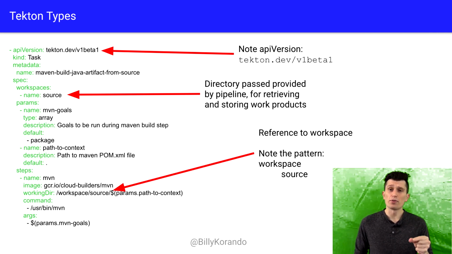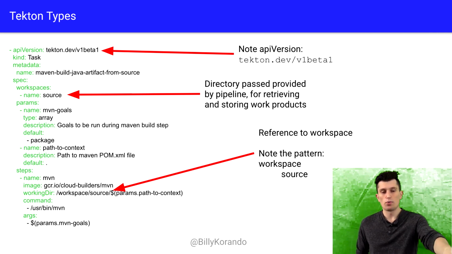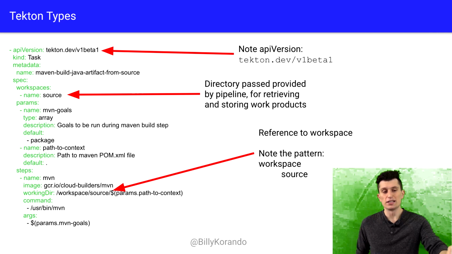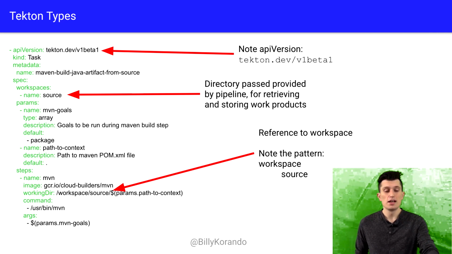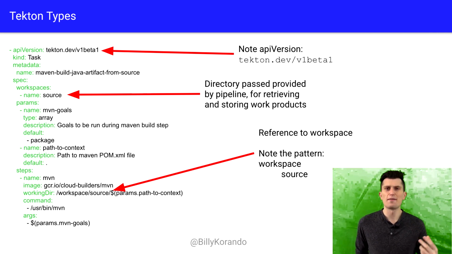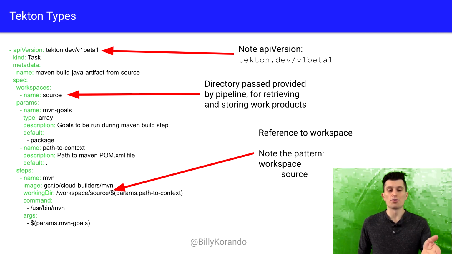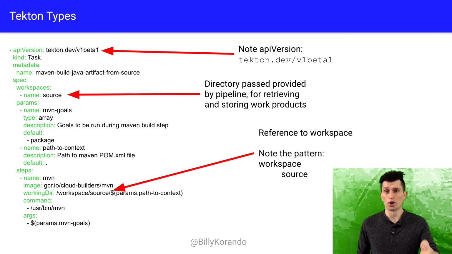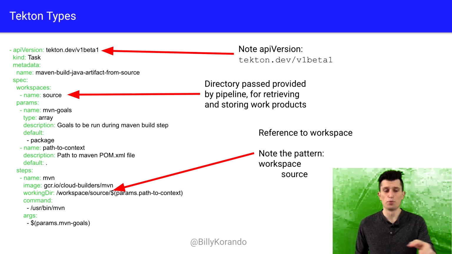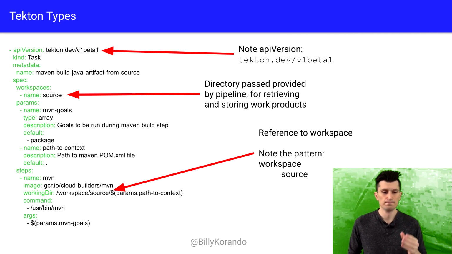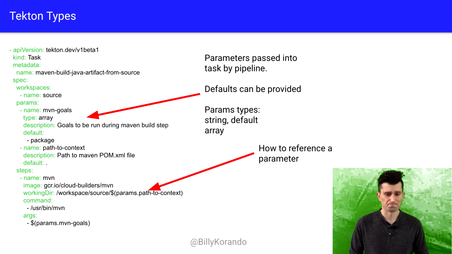Now, if I want to reference a workspace or this directory, you can see where I define it under workspaces and then the name of its source, that's the kind of pathing that you would need to use if you want to reference it. So I have a workspace source. If I have another workspace directory, say presentations, I could reference that workspace by going workspace/presentation within the step of a Tekton task.